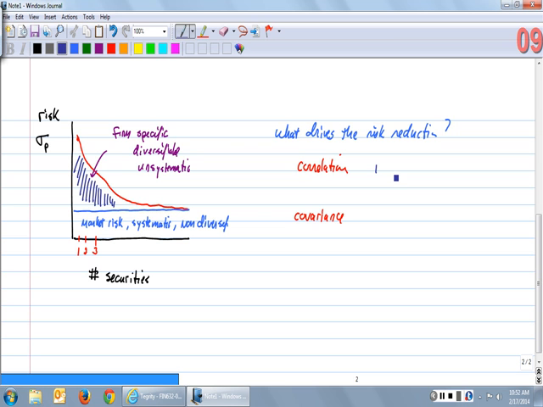Correlation ranges from -1 to +1. By the way, our correlation coefficient is usually denoted by the Greek symbol rho. It looks like a P, but we're going to call it the Greek symbol rho. And rho ranges from -1 to +1. If two assets have -1 correlation, it's said to be perfect negative. And if two assets have +1, it's said to be perfect positive.